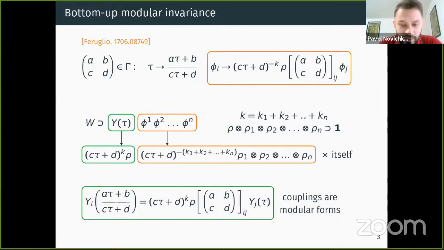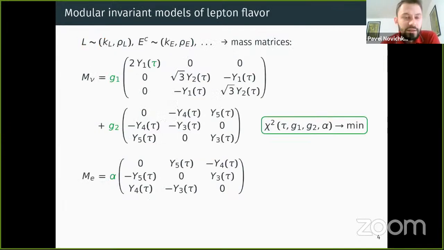And what's important for us is that there are only a few of them once you specify the weight. So this space of modular forms is very constrained. And in the end, it means that the couplings will be severely constrained. They will depend on just a small number of known functions, y_i of tau, and possibly some coefficients.